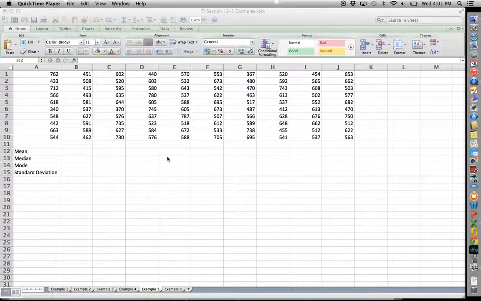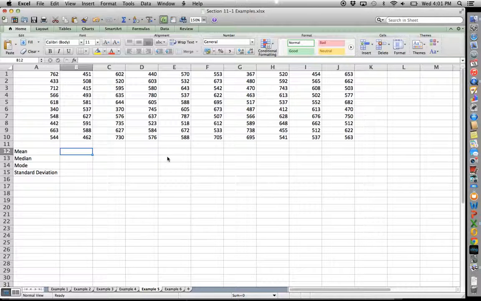Hello class, welcome back to this video on how to use Excel to do some statistics. Here, what we're going to try to do today is show you how Excel can calculate mean, median, mode, and the standard deviation. This is the data set that we had earlier, and we want to be able to analyze this.